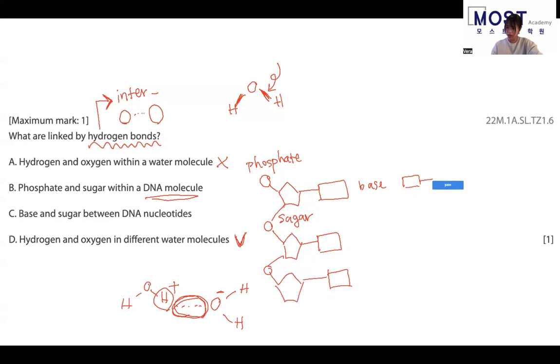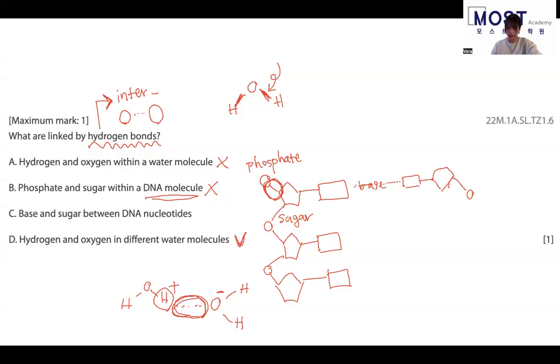And because DNA is double-stranded, pentagon, and then like that. The hydrogen bond is formed between the strands, between the nitrogenous bases, right? And then B is referring to the bond between phosphate and sugar within a DNA molecule. So that would be this one right here, right? So that's a covalent bond because that's within a DNA molecule, which is an intramolecular bond. And right, so B is incorrect.